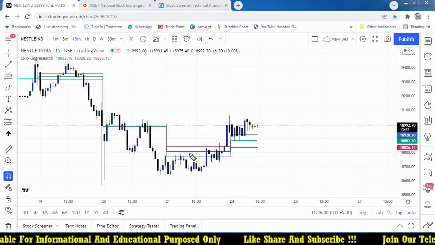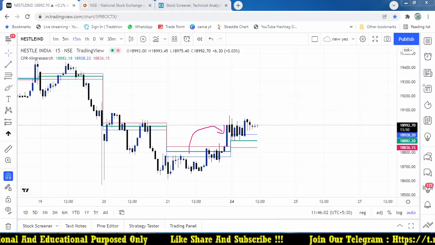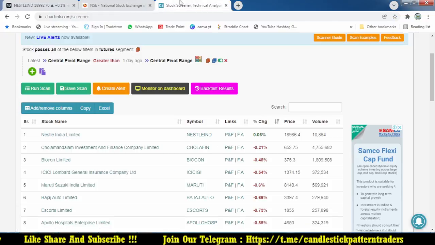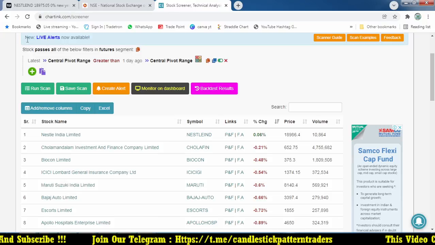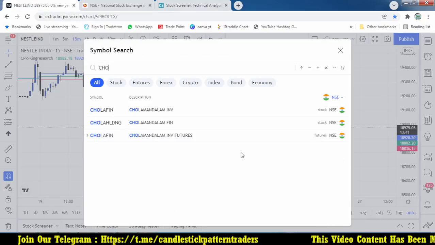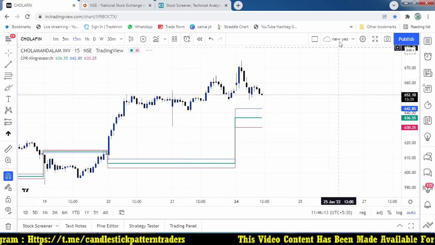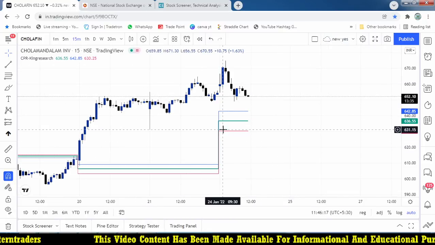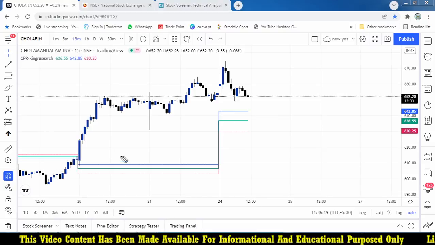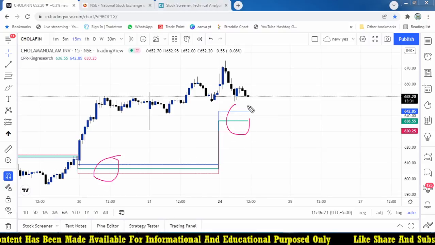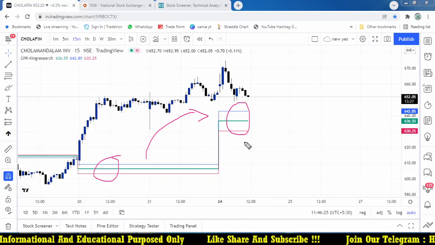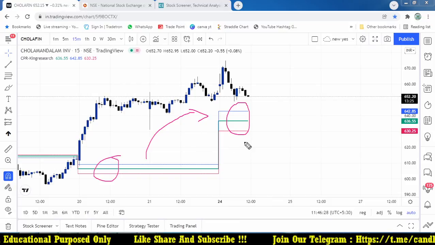Here it is greater than today's value. Okay, some other stocks we check to see whether it is correct: Cholamandalam Finance and Biocon. Chola Finance also looks good. It is higher than the previous day. Where you see the previous day's pivot level and today's pivot level, it is completely higher than the previous day. So today we can focus on a bullish kind of trade.